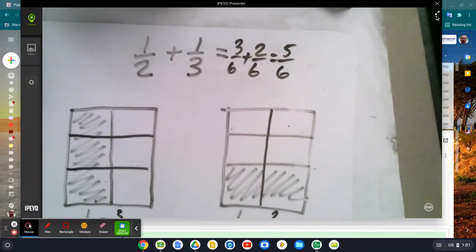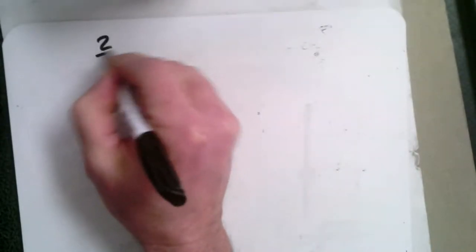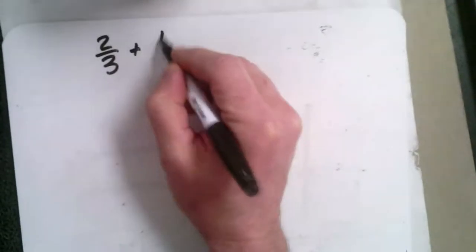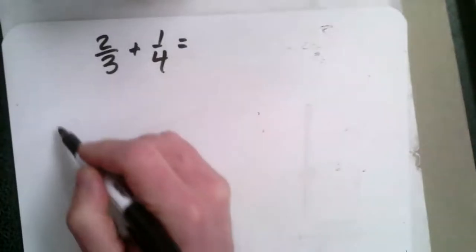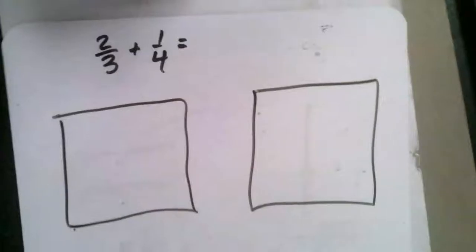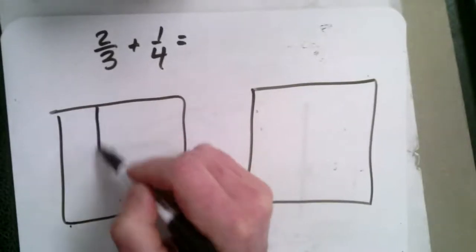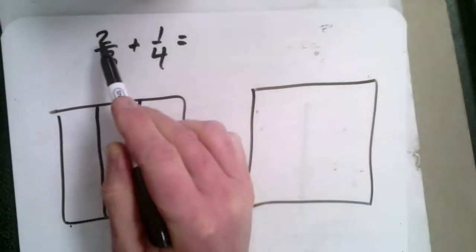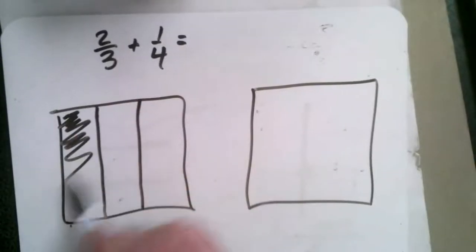All right, let's say, let me erase this. I wanted to add, excuse me, I sneezed. Let's say I wanted to add 2/3 plus 1/4. Different units, okay? Gotta have to make common denominators. We're gonna draw 2 boxes. This one we're gonna divide into thirds by using vertical lines. And because I want 2/3, I'm gonna shade 2 parts.